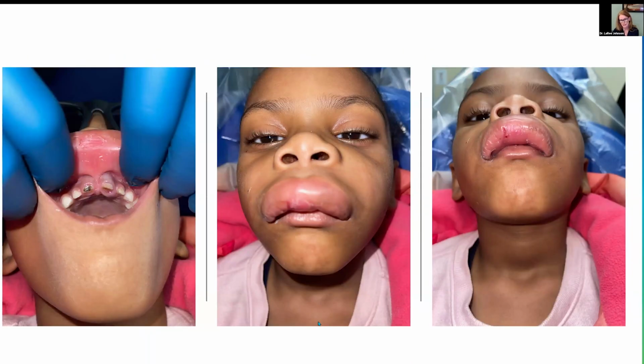So here's a really sad situation. Who would have thought just a couple little baby teeth could do all of this? This is just so sad to me, but we see this, I mean, it just all the time.